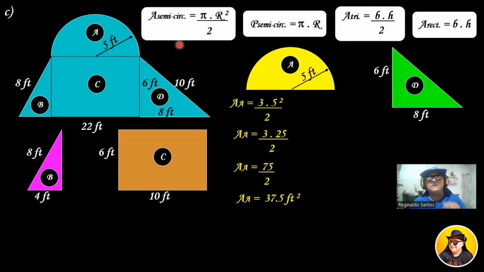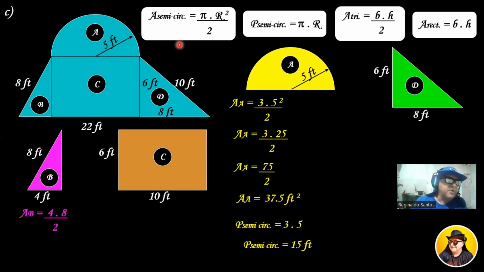So this is the area of that semicircle A. So the perimeter of the semicircle is 3 times 5. So it is going to be 15 feet. Okay, the perimeter of the semicircle is 15 feet. Now let's see the area of figure B. 4 times h divided by 2, because this is a triangle.